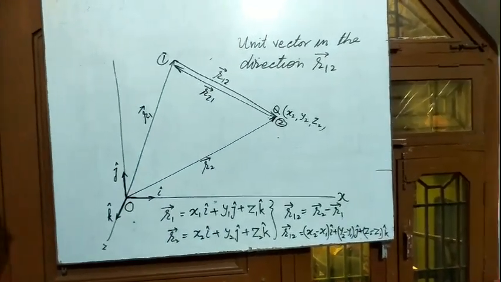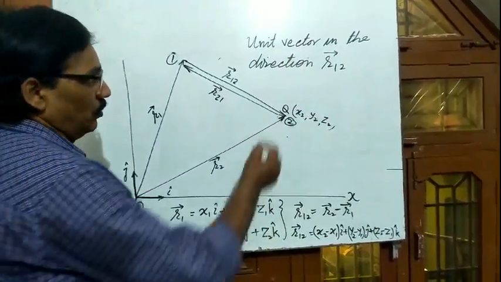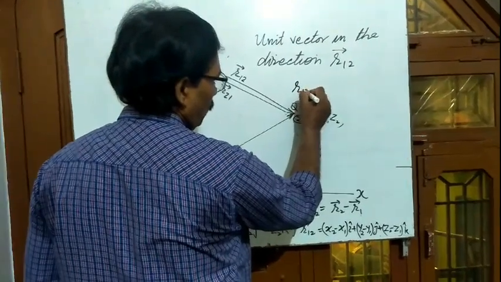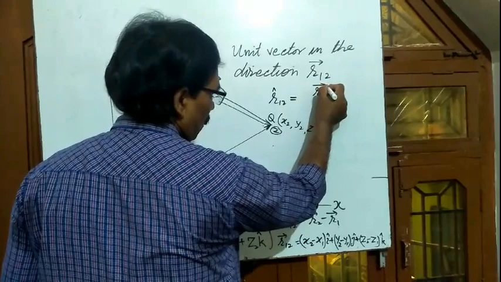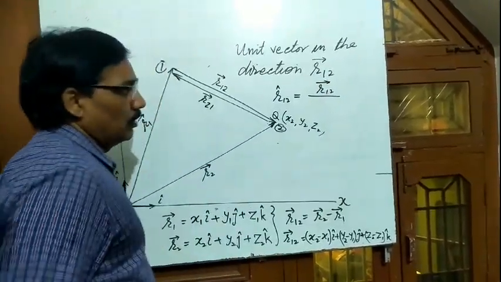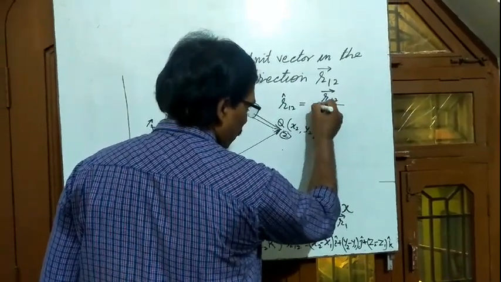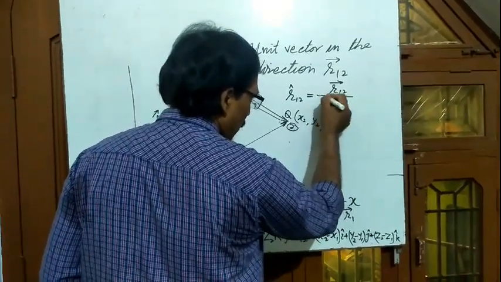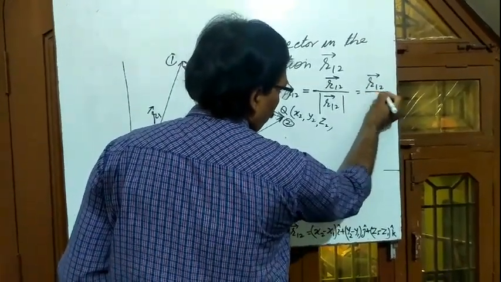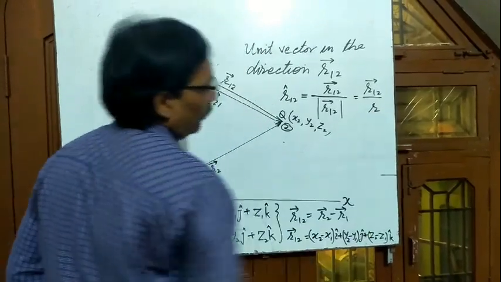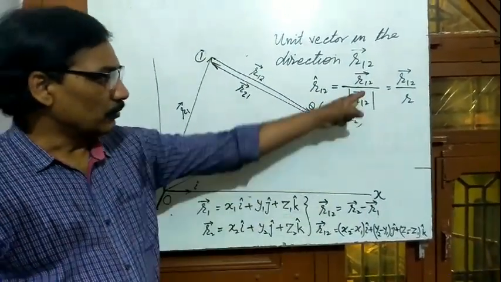So what you do? We just divide this vector by its magnitude, and it is written as r12 cap. r12 cap is vector r12 divided by its magnitude. Its magnitude is written as mod of vector r12, or you can write it as |r12|. Suppose this magnitude is equal to r. You can write like this. The unit vector in this direction r12 is this one.